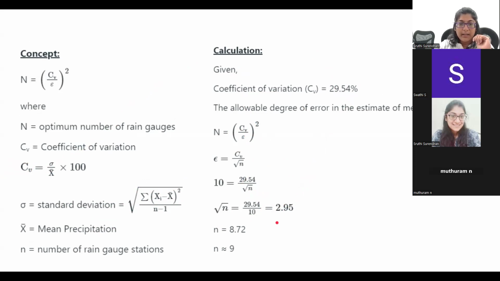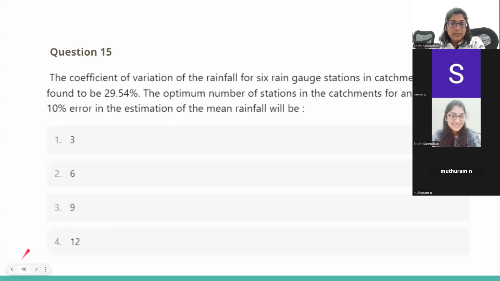Now, what happened here is that, since you gave the answer 3, I think it is because they have given that 6 rain gauge stations are there. But here in the question, they have asked what is the optimum number of stations that is required. That is 9. The additional number of stations that need to be placed will be 3, because there is already 6 rain gauge stations. Additionally, we'll need to place 3, but be careful of what question they're asking.